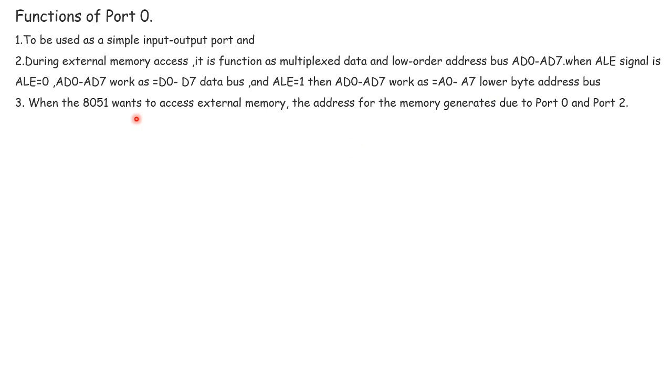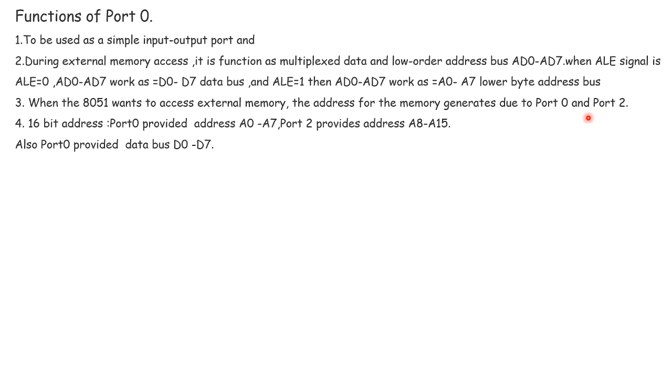When the 8051 wants to access the external memory, the address for memory is generated by port 0 and port 2. Now how is it? For the 16-bit address, port 0 provides the address A0 to A7, and port 2 provides address A8 to A15. Also port 0 provides the data bus D0 to D7.